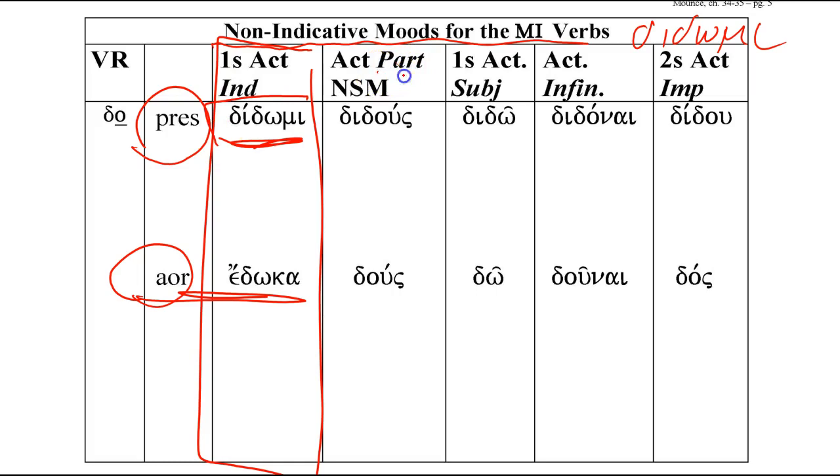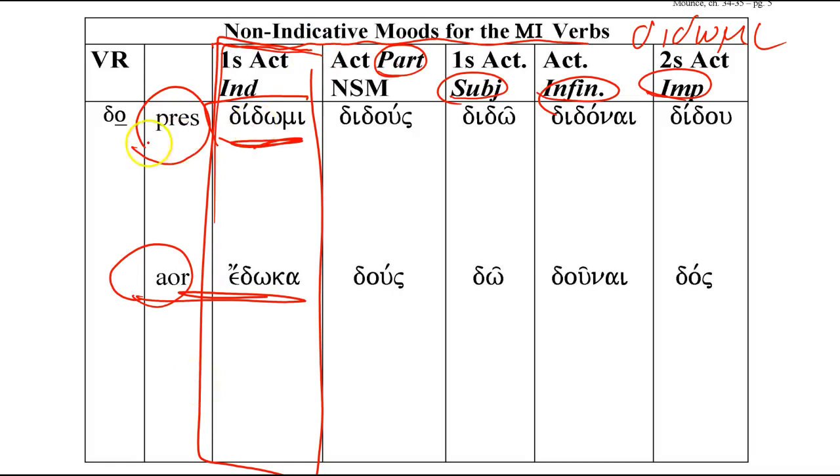And the stem, you're going to see how the participle is formed in the present tense, and also in the aorist tense. You're going to see how the subjunctive is formed in the present tense and the aorist tense, the infinitive in the aorist and present tense, and the imperative in the aorist and present tenses.